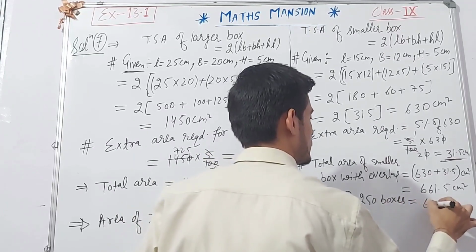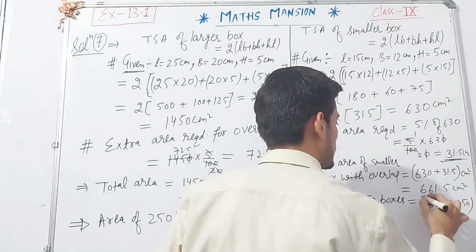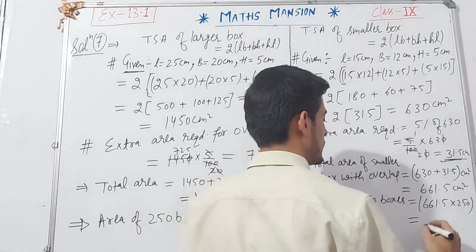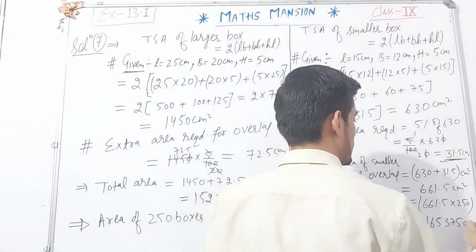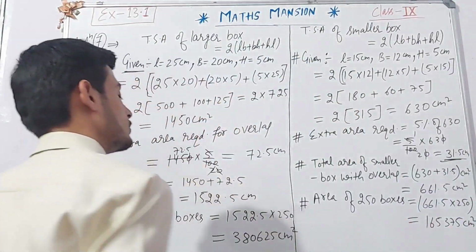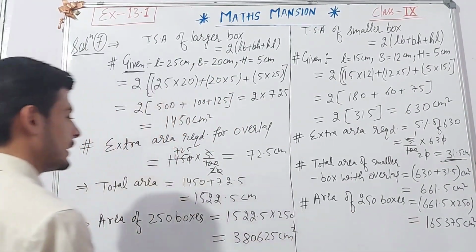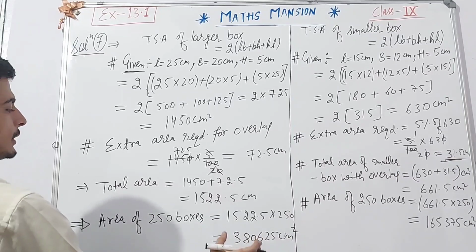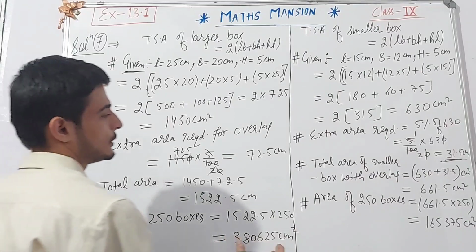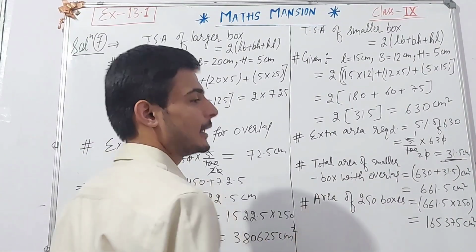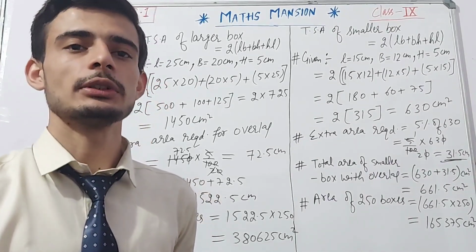Now the area of such 250 boxes is equal to 661.5 into 250, and after multiplying we will get 165,375 centimeter square. So this is the area of 250 smaller boxes, and this is the area of the 250 larger boxes. Now we'll add these both areas and we'll find the cost from the given information in the question.